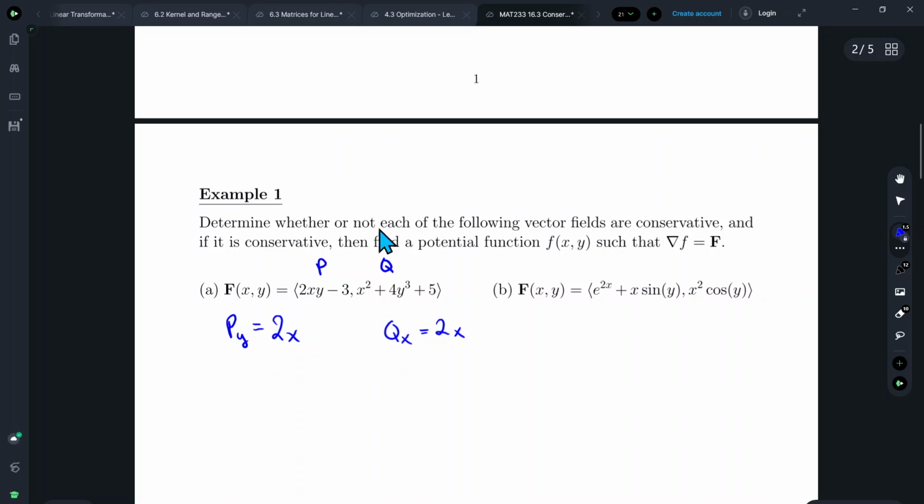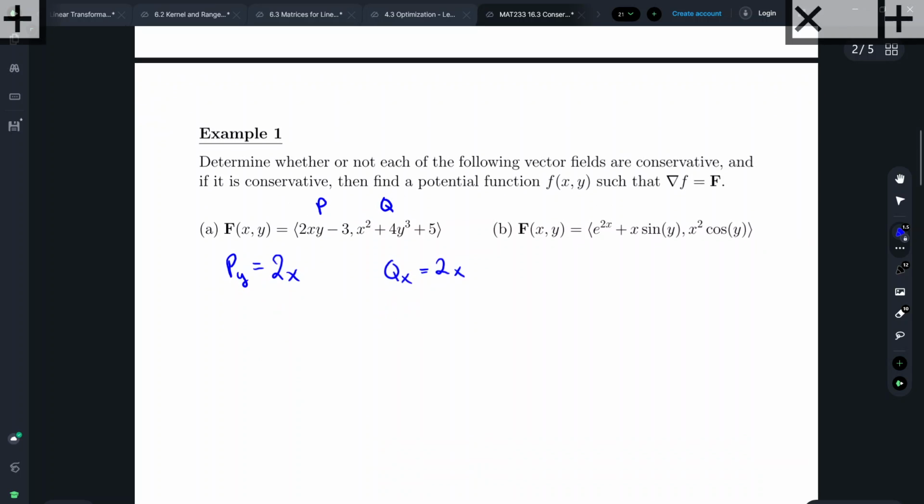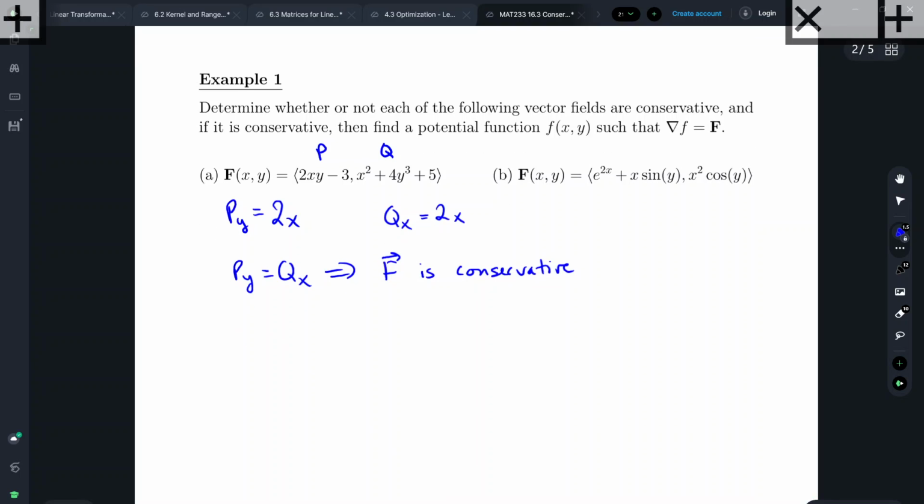Okay, so now looking at these two, P sub Y is equal to Q sub X. So that means that our vector field is conservative. Okay, so that's the first step. So now we need to find the potential function.